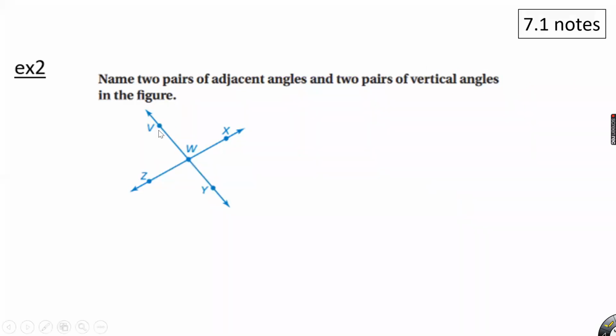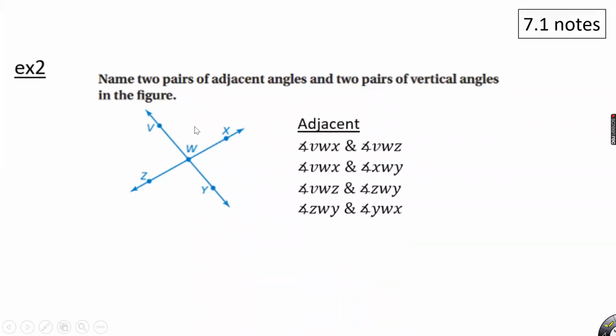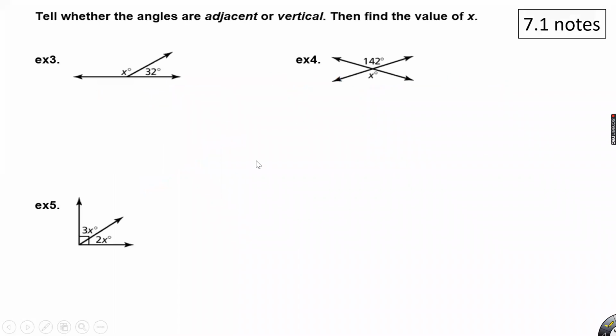All right. Now we've got a little bit more of a challenge problem. With these, we're going to be finding the value of x. So we're going to figure out if the angles are adjacent or vertical, and then find the value for x. So if we're looking at this example 3 here, are those angles adjacent or vertical? Hopefully you're thinking they're adjacent.